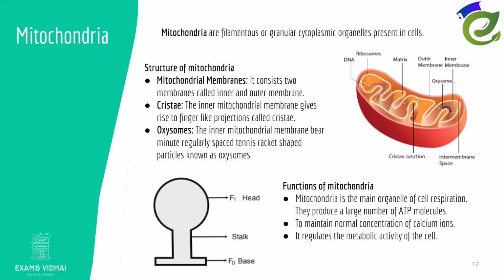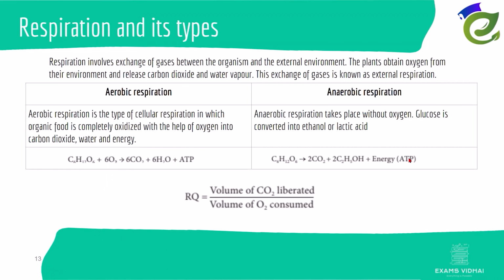And then we have the mitochondrial matrix. It's a complex mixture of proteins and lipids. The matrix contains enzymes for the Krebs cycle, which we'll discuss soon. And then it has mitochondrial ribosomes, tRNAs and mitochondrial DNA. So coming to the functions of mitochondria, mitochondria is the main organelle of cell respiration. They produce a large number of ATP molecules, so they are also called the ATP factory of the cell. It helps the cells maintain normal concentration of calcium ions, and it regulates the metabolic activities of the cell.